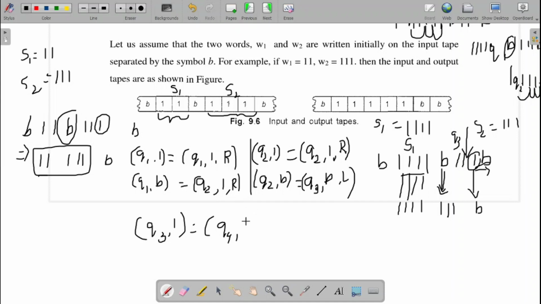Then this 1 I will replace with the blank. Then I can have the left movement or the right movement. It is a left. So once you go to Q4, it means you are done with attaching. That is, concatenation is done. This is the basic principle in the working of the Turing machine.